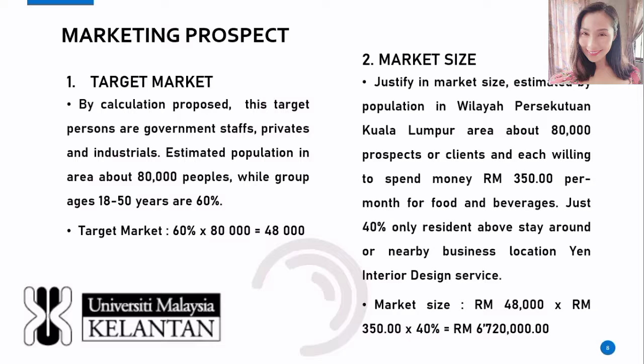Marketing prospect. The target market is by calculation. The target is government staff, private and industrial. The estimate is 18,000 people, with the growth group at the age of 18 to 15 years at 60%. The target market is 60% of the market size, justified by the population in the Wilayah Kuala Lumpur area, 18,000 prospects. For food and beverage, just 14% are residents around and nearby the business location. And the marketing size is 48,000.